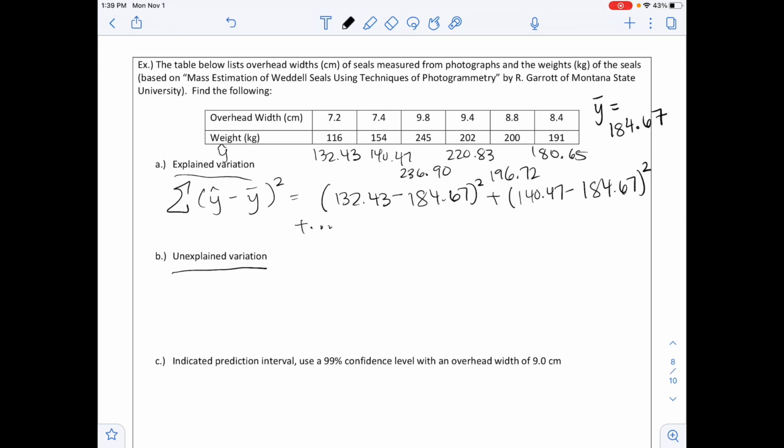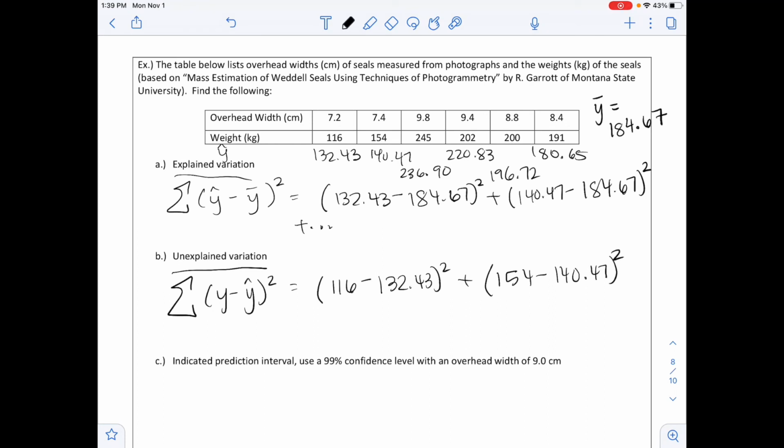Likewise, the unexplained variations is going to be the sum of y minus y hat, all squared. For this, the first value that we have for y is 116 minus y hat, which is 132.43, and then square it, plus the next one, where the y value is 154 minus our y hat of 140.47, and then square that. Again, 2 down, 4 more to go.